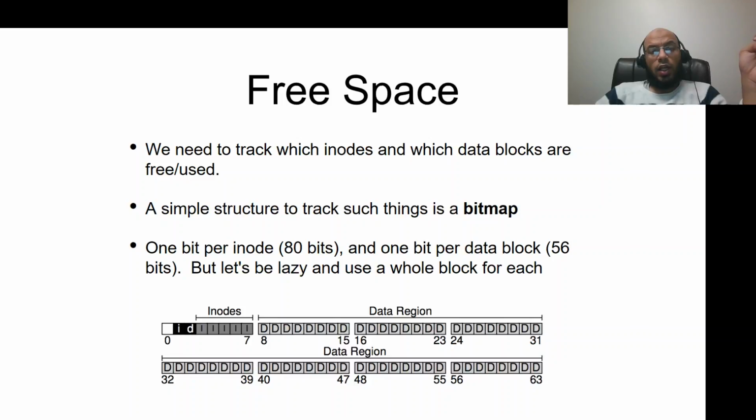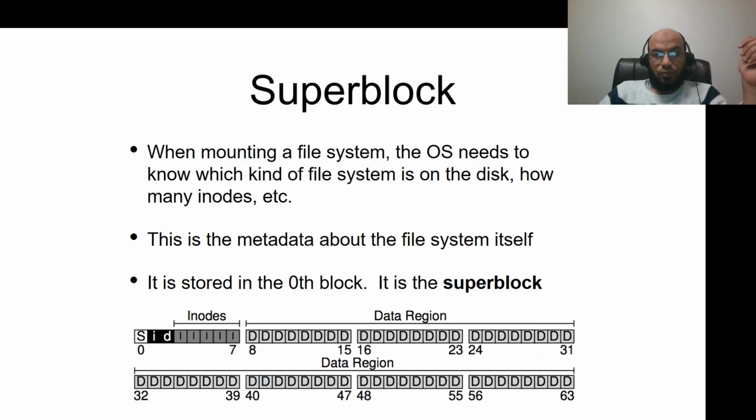Of course you can free inodes when you delete files, you can free blocks, or maybe a file shrinks. Some files can shrink: you run WinZip or WinRAR or whatever on that file, you compress it so it takes less, and you free some blocks. So the 56 bits will change to zeros and ones based on what is actually being used. But let's be lazy and use the whole block for each.